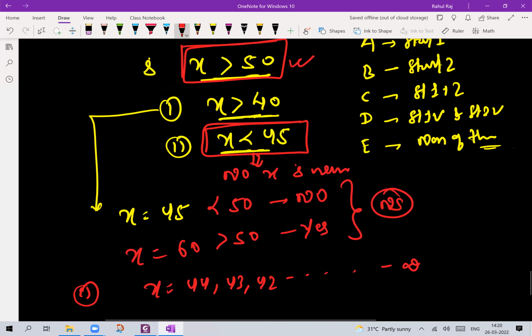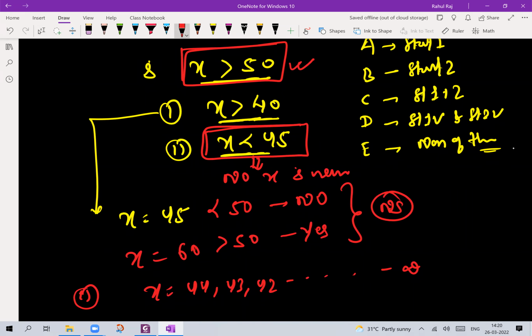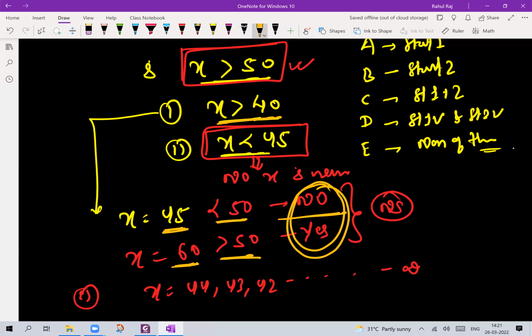So what you need to do, guys, in this type of question, while solving every option, is to create a yes and no situation for yourself. When I say x is greater than 40, x can be 45, which is a situation where it is less than 50. But x greater than 40 also allows x equal to 60, a situation which is greater than 50. So I have a yes and no situation for this option.